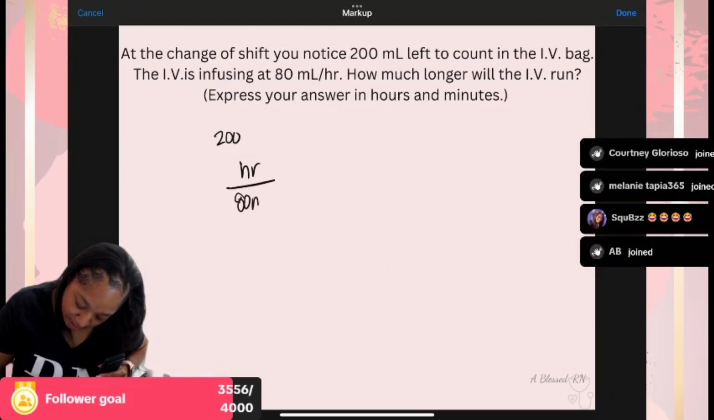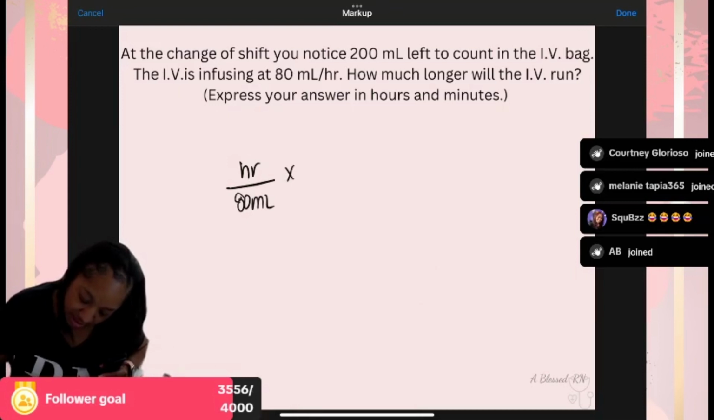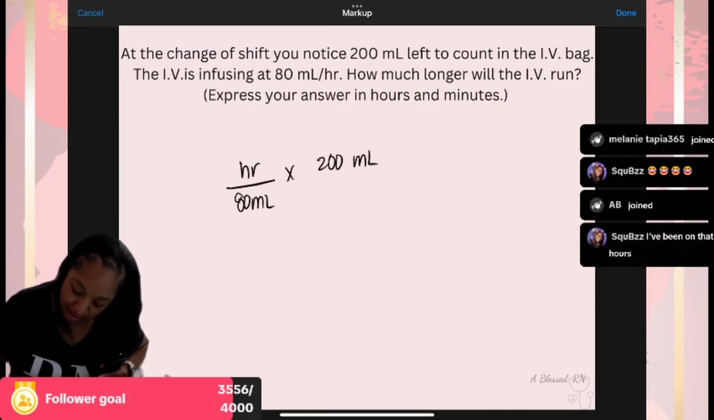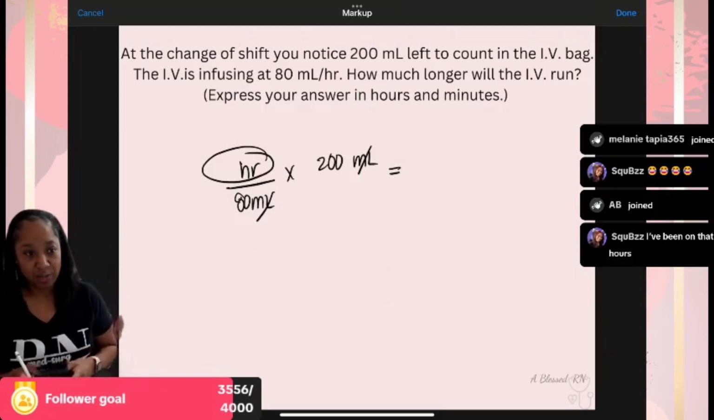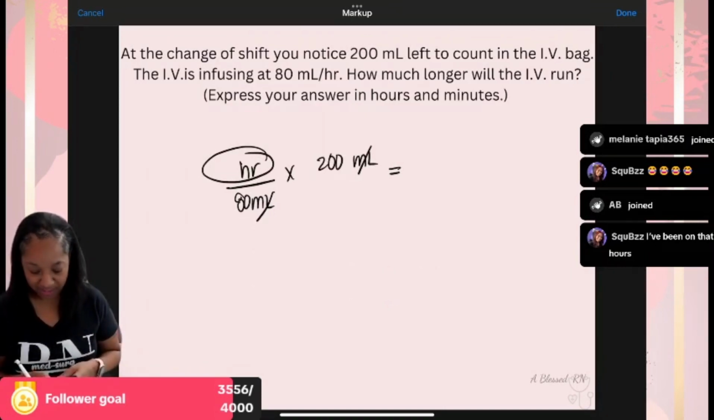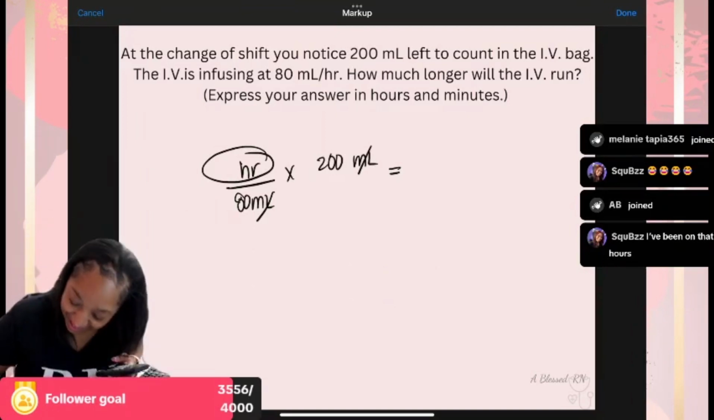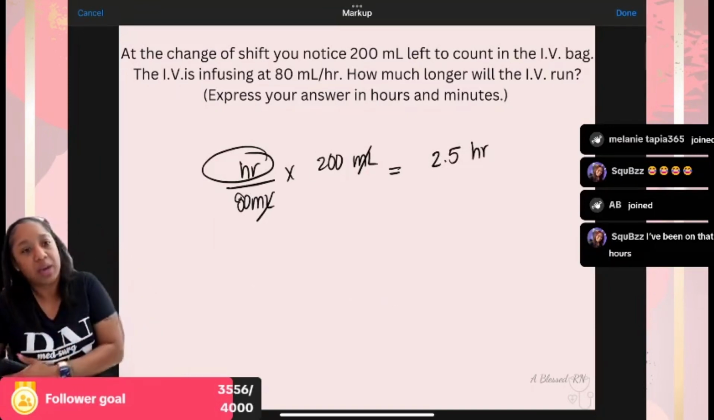So 80 milliliters per hour. I'm looking for hours, so I'm going to put my hour at the top, okay? Then I have 200 milliliters in my bag, so my milliliters will cross out and I am left with hours, okay? I hope you haven't been on that question for hours. So we are left with 2.5 hours, okay?